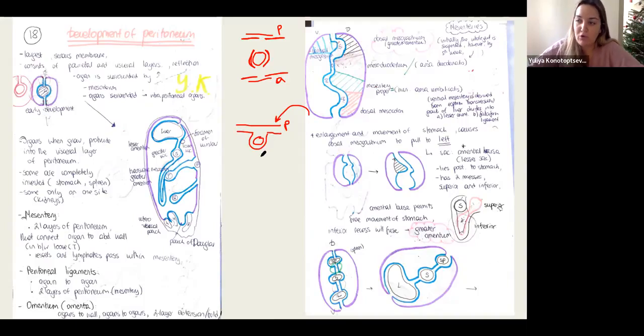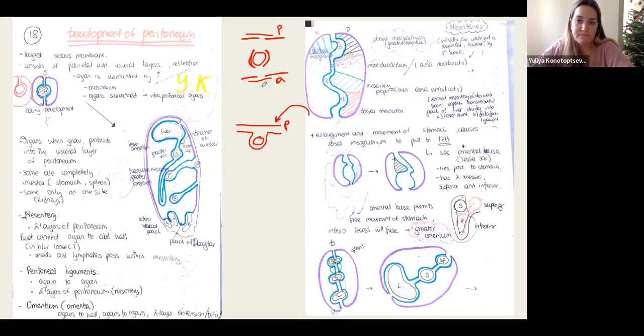So for example, your colon is going to be a primary retroperitoneal organ, right? Kidneys are primary retroperitoneal organs. Pancreas is a secondary retroperitoneal organ, so is duodenum. So they used to be intra, but then something happened and they became retro.